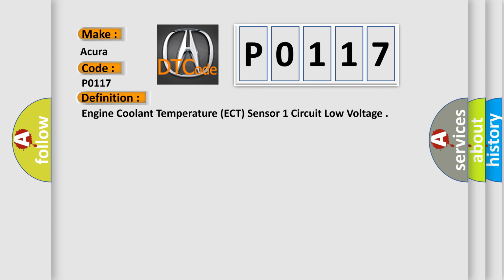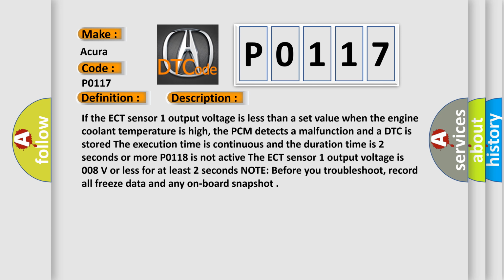And now this is a short description of this DTC code. If the ECT sensor 1 output voltage is less than a set value when the engine coolant temperature is high, the PCM detects a malfunction and a DTC is stored. The execution time is continuous and the duration time is 2 seconds or more. P0118 is not active. The ECT sensor 1 output voltage is 0.08V or less for at least 2 seconds.